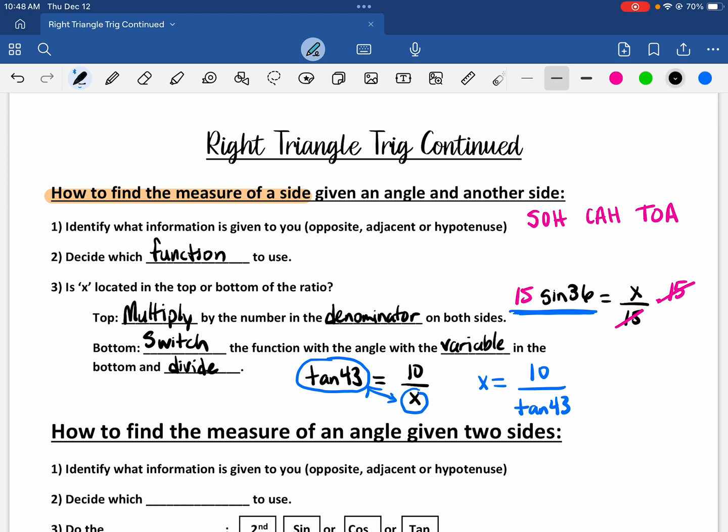All right, so x is in the top, we multiply. X is in the bottom, we switch and divide.